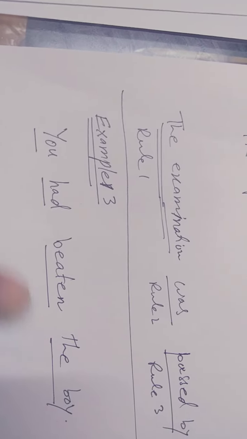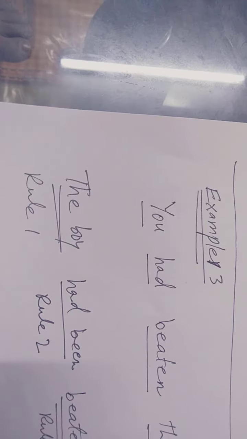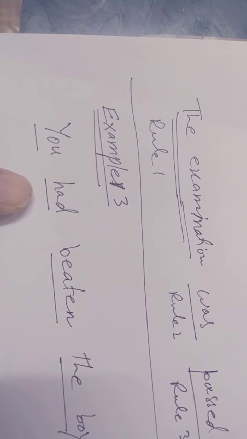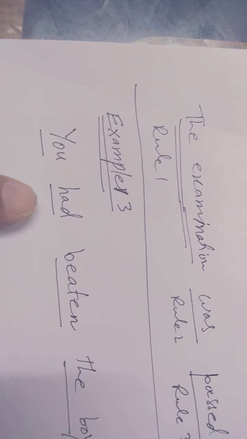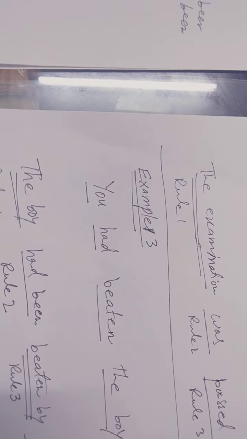Another example. You had beaten the boy. The boy, rule 1, is converted into the subject. The object is converted into the subject. Now the second rule changes the verb had, so it is had been. Has, have, had, has been, have been, had been. So it is had been. This is rule 2. Rule 3 is third form and by. Beaten is already the third form, so third form and by.